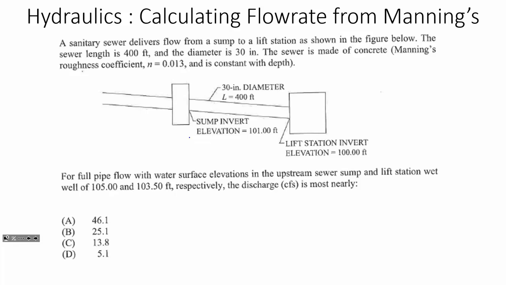So here's another example using Manning's equation. This one has a little trick to it. So we see here a sanitary sewer delivers flow from a sump to a lift station as shown in the figure below. The sewer length is given as 400 feet and the diameter is 30 inches. The sewer is made of concrete and has a roughness coefficient of 0.013. So we want to know for full pipe flow with water surface elevations in the upstream sewer pump and lift station wet well of 105 and 103.5, what's the discharge?